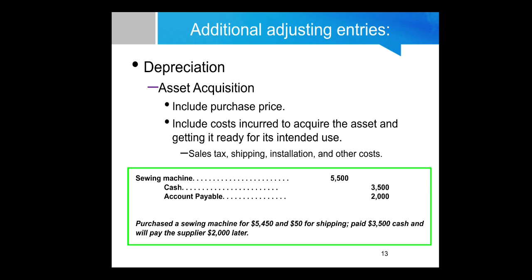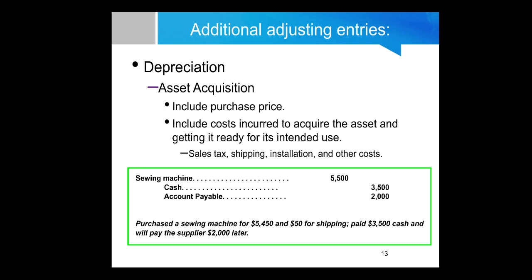At the same time, when the business purchases the sewing machine, the business pays cash 3,500. Cash is an asset. When the business pays cash, there is a cash outflow. So the asset cash decreases. When the asset cash decreases, you have to credit the account cash. That's why you can see here the second entry is credit account cash 3,500.